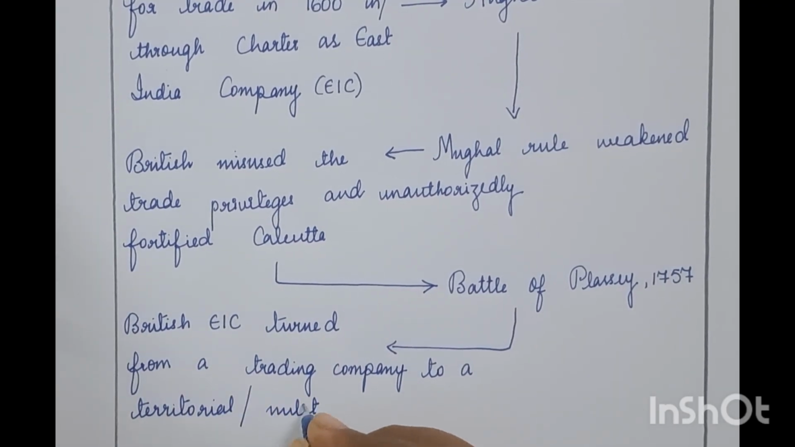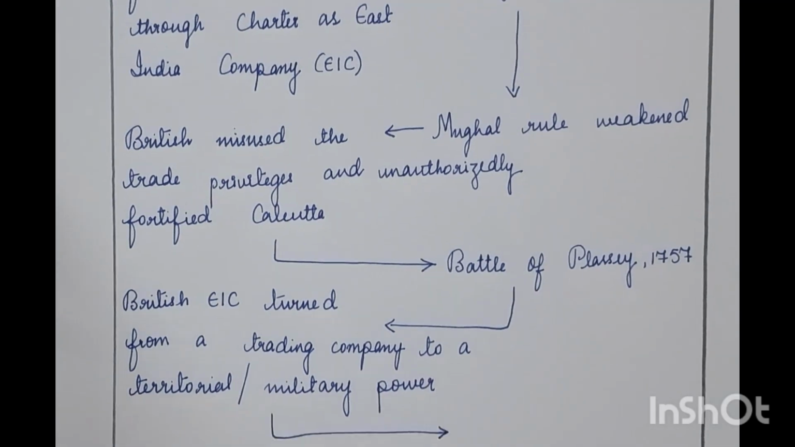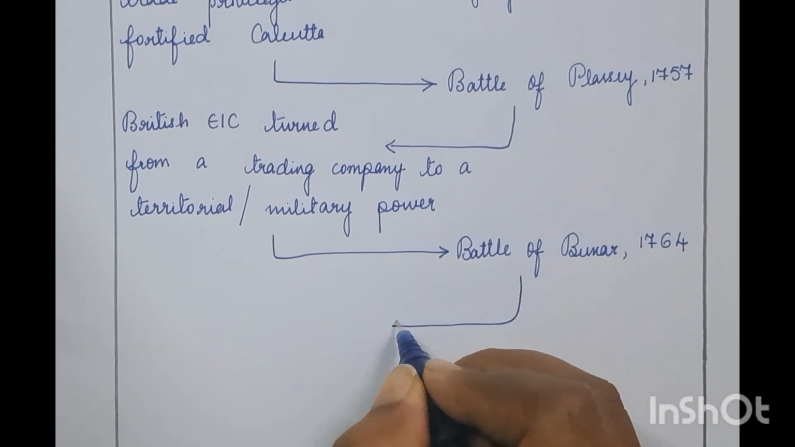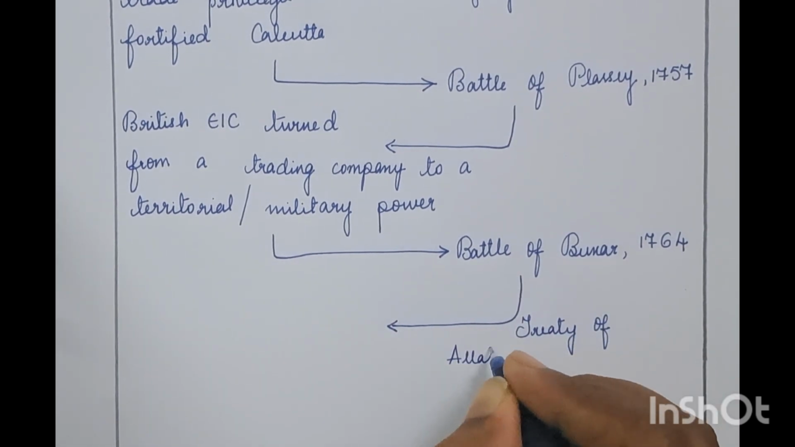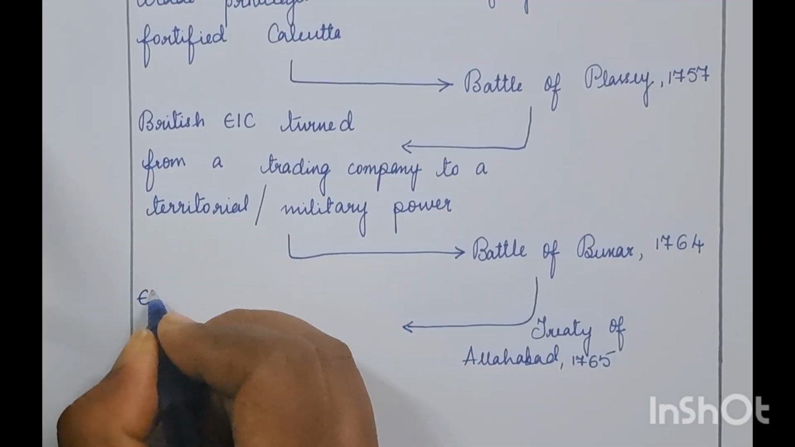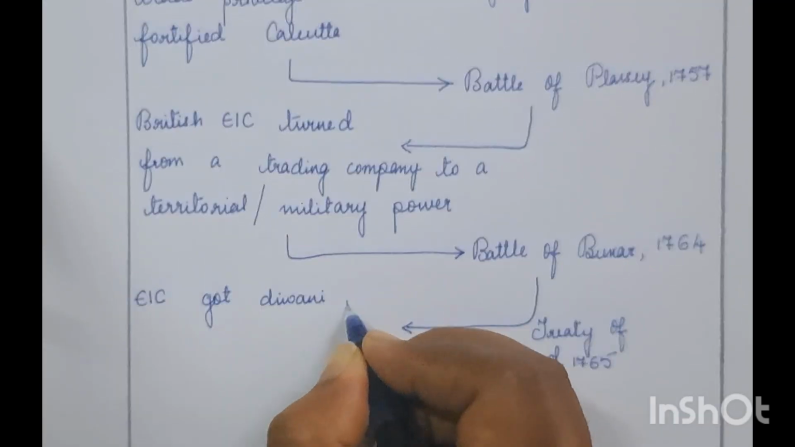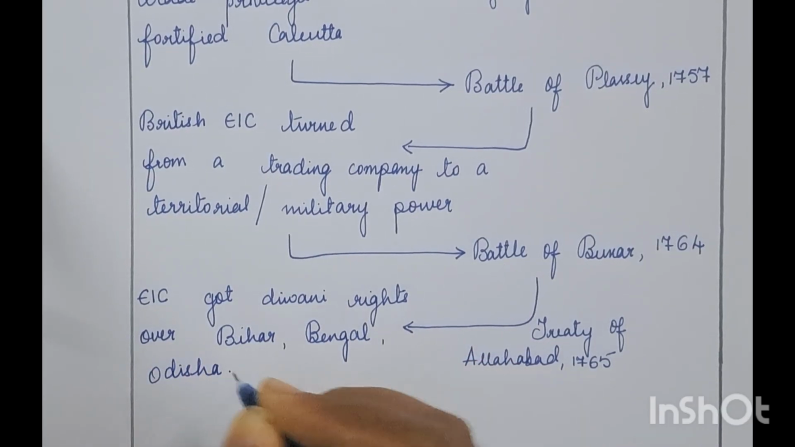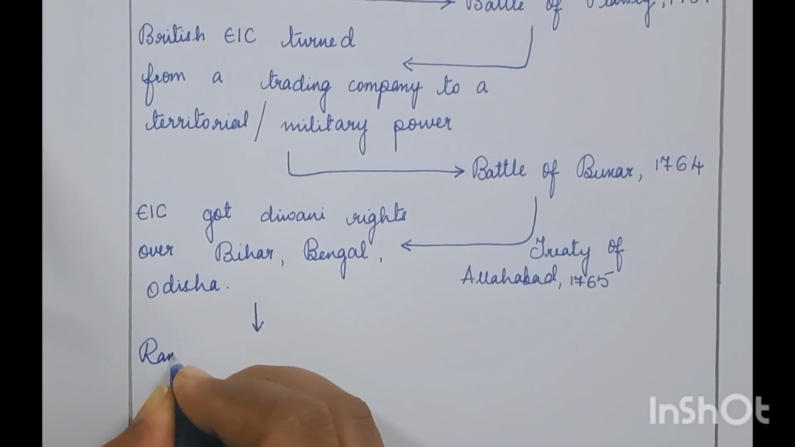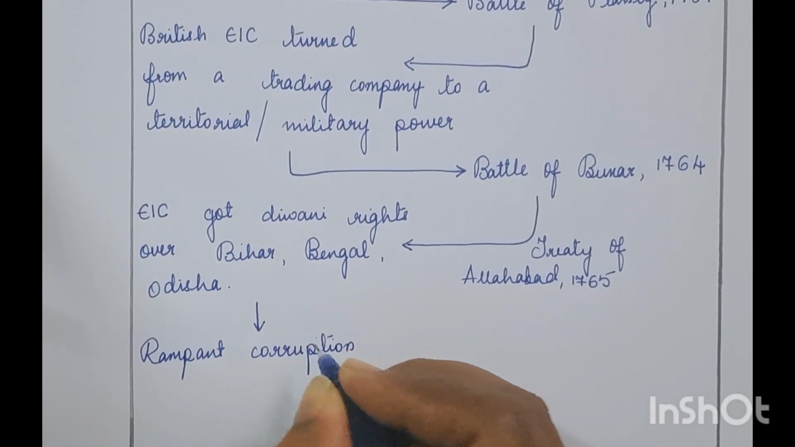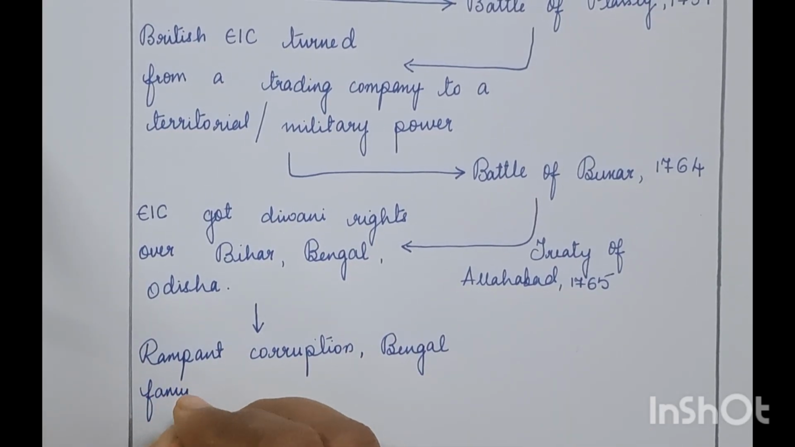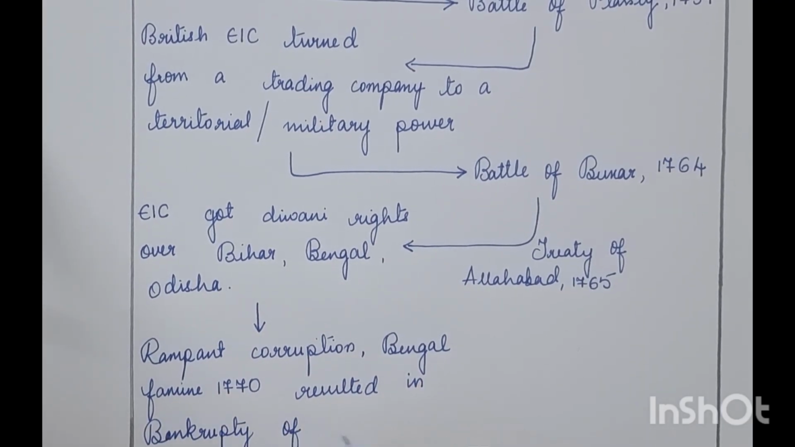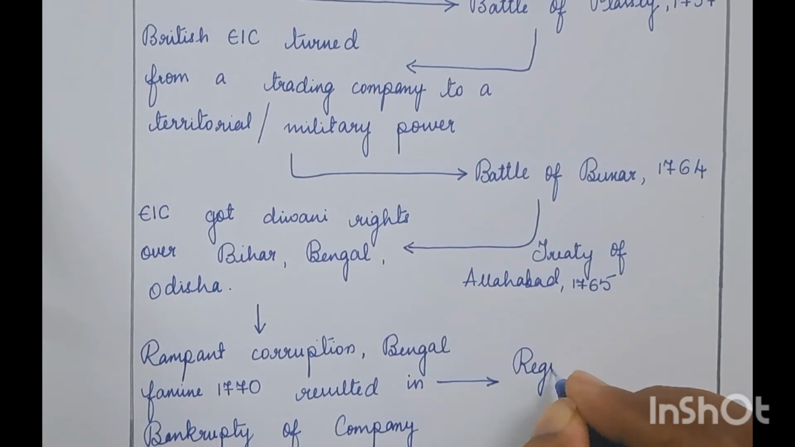military power. Later, the Battle of Buxar took place in 1764. In this battle also, the British won and got the Diwani rights over Bengal, Bihar and Odisha through the Treaty of Allahabad 1765. Diwani rights means the collection of revenue rights. With the acquisition of Diwani rights, the corruption became rampant among the officials, and also simultaneously at that time Bengal famine took place in 1770. As a result, the company became bankrupt with no revenues.